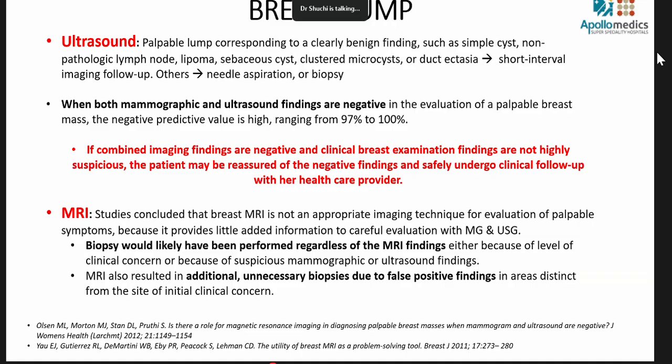When both are negative in the evaluation of a palpable breast mass, the negative predictive value is high, ranging from 97 to 100%. If, combining your imaging findings and the clinical breast examination, both are not highly suspicious, the patient may be reassured and advised for a clinical follow-up.